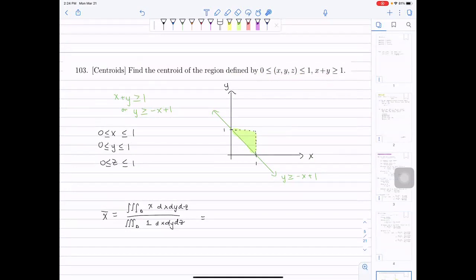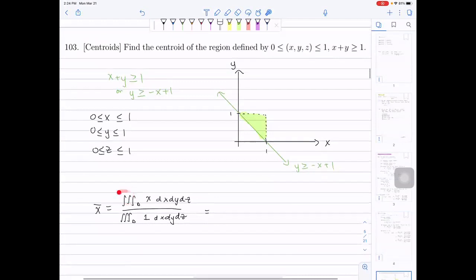We see the centroid equation, and right now we're in 3 dimensions. So we're going to have an x bar, y bar, and a z bar. When you find x bar, it's going to be a triple integral. Specifically, for x bar, it's the triple integral of x over the triple integral of 1.